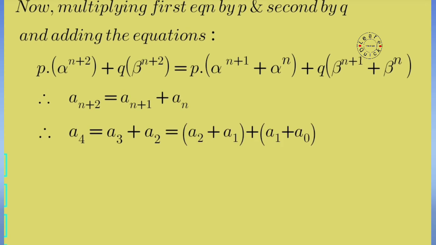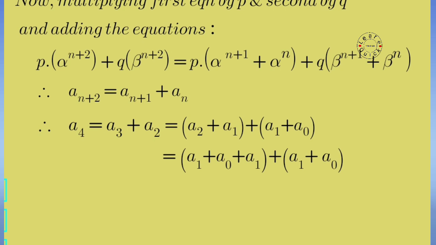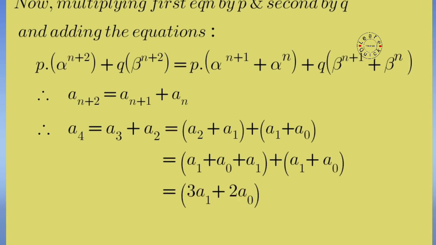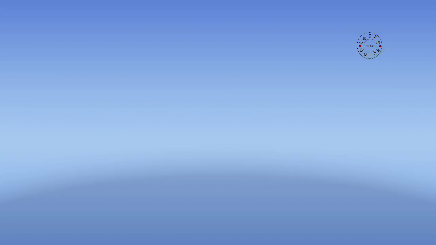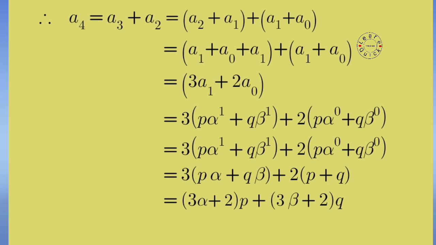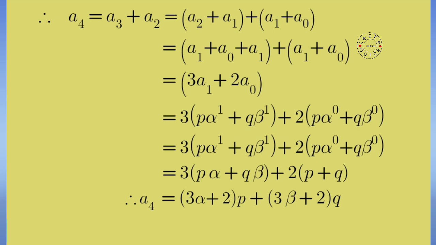So a3 further can be written as a2 plus a1 and a2 can be written as a1 plus a0. Once again we write a2 as a1 plus a0. So finally we get the result as 3 times a1 plus 2 times a0. Putting the values of a1 and a0, you get 3 times p alpha plus q beta plus 2 times p alpha power 0 plus q beta power 0. So now we rearrange the terms and write it like this: 3 alpha plus 2 times p plus 3 beta plus 2 times q.